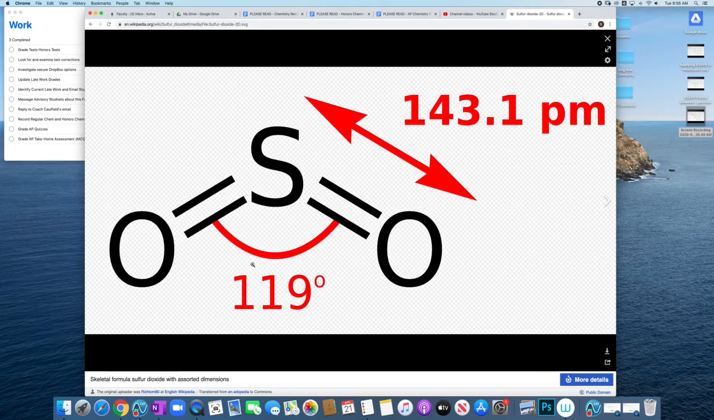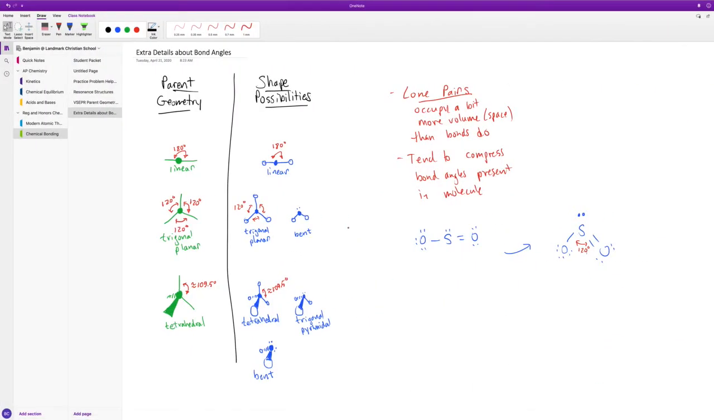Now it's about 119. There are other molecules that have this shape. In general, we say having one lone pair is not going to affect the bond angle too much. So in this particular bent configuration, this bond angle is still really, really close to 120 degrees. We know that empirically from experiment, and so we're still going to say it's basically 120.